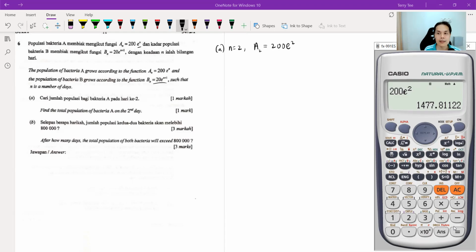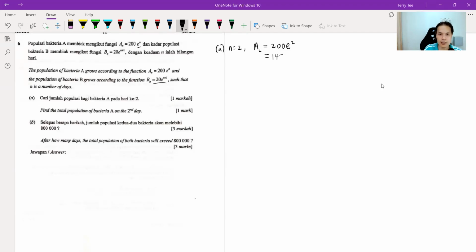My answer is 1478. Ignore the decimal. Don't write the decimal. Say 1477.8. They want half a bacteria, not the full bacteria. We don't count. Yep. It's 1478. Yep, that would do.